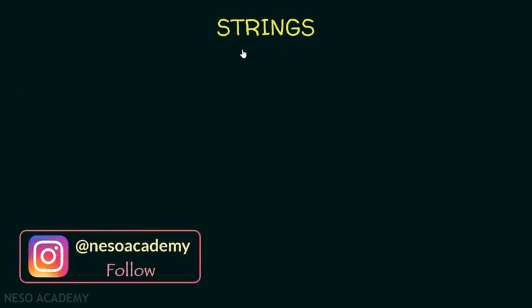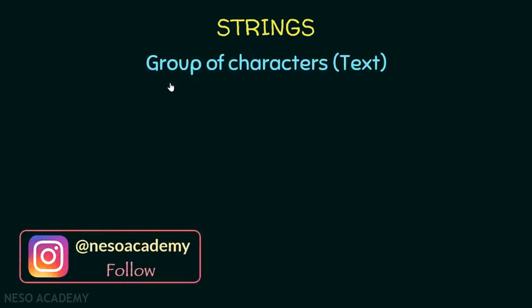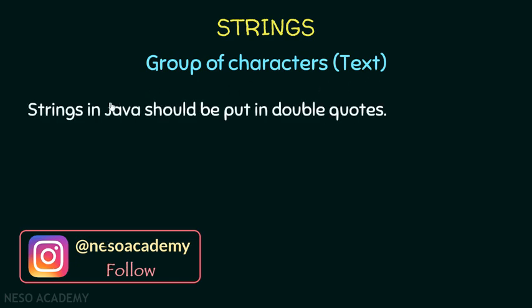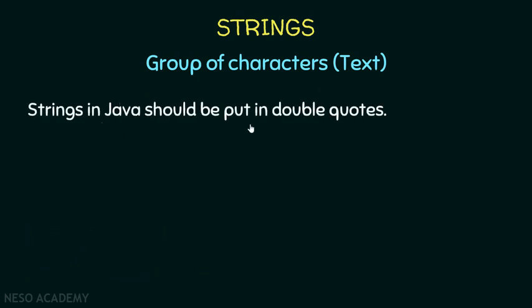So first of all, what is a string? Simply, a string is a group of characters. So it is some text. If you want to type some text in Java, this text will be a string. Now, all strings in Java should be put in double quotes.